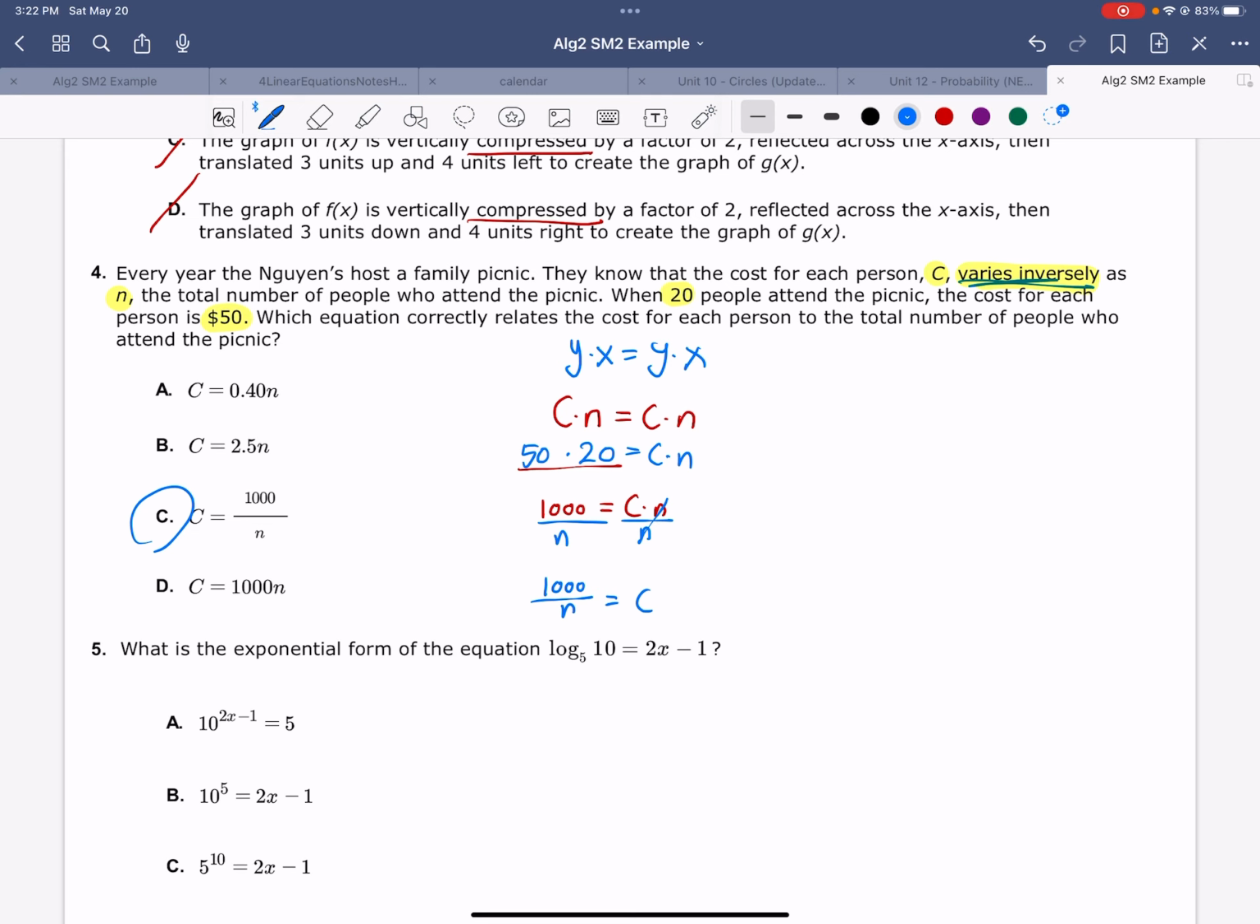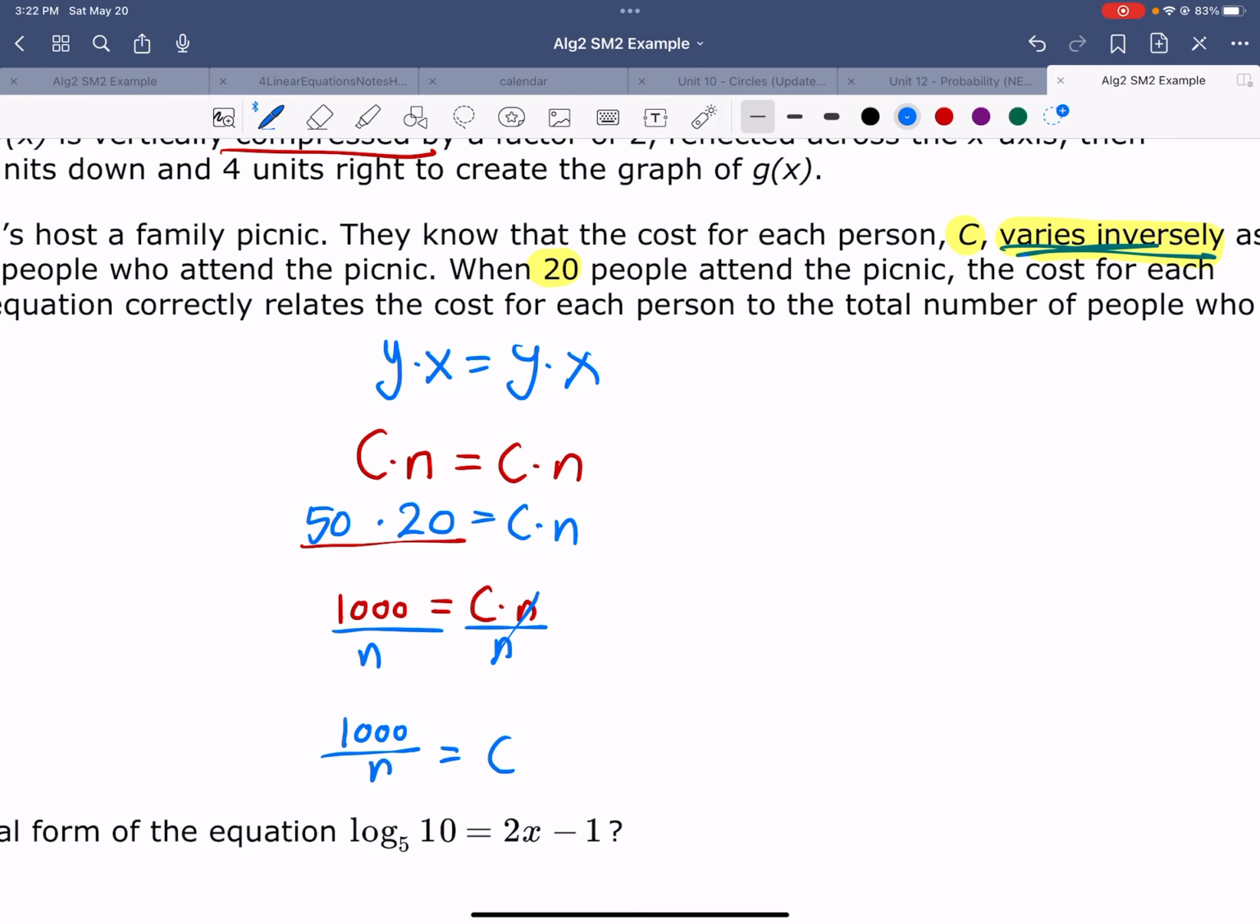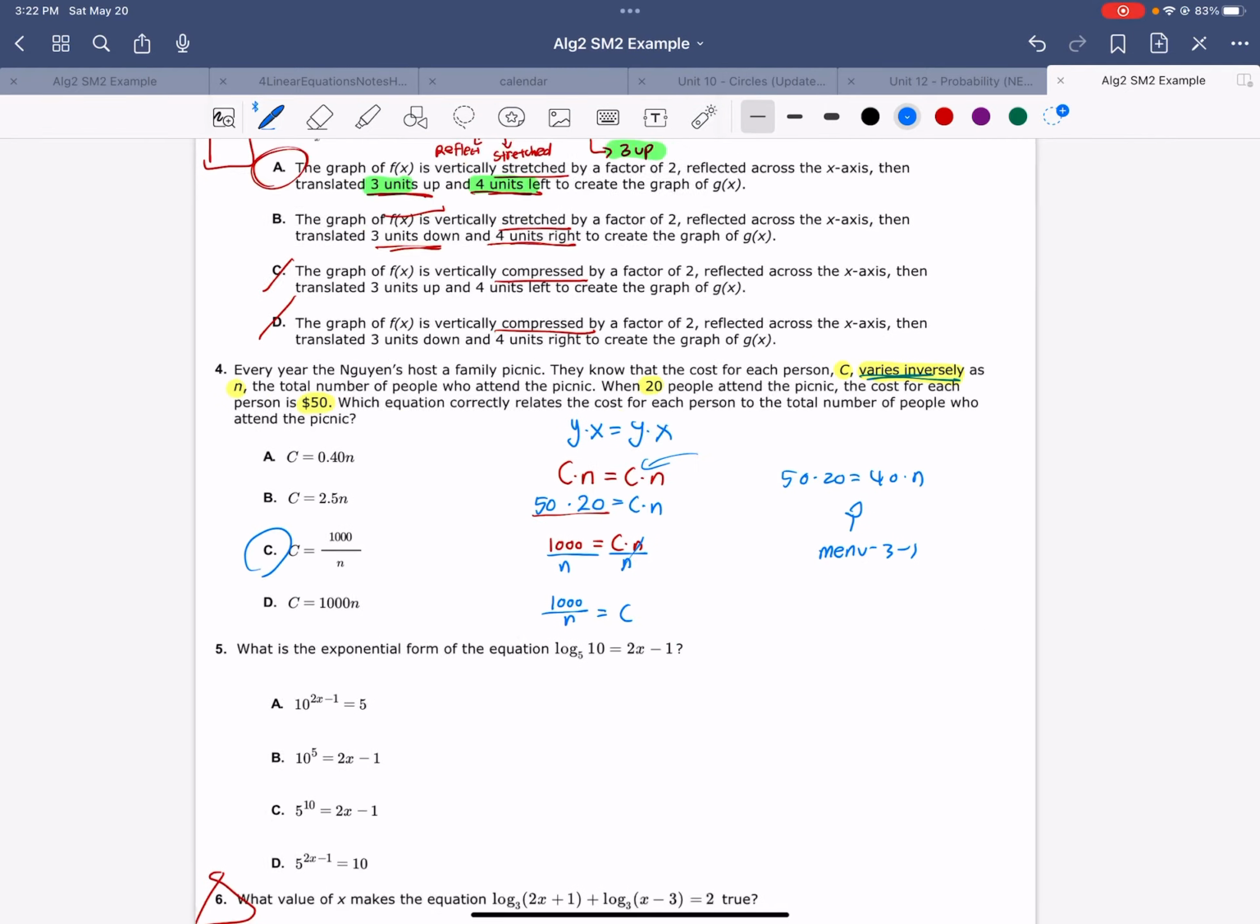Now, if this question gives you another number, let's say you get 40 with the c, so you have 50 times 20 times 40 times n. In that case, if they give you three numbers like that, you have to multiply the three. All right, it's very simple.